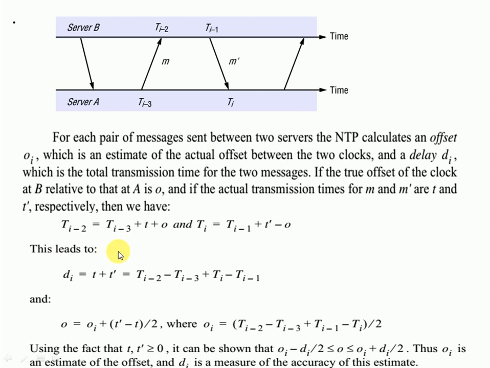This leads to the delay. Di represents t plus t'. By considering Ti-2 minus Ti-3 equal to t plus o, the above equations, when reduced, will give you Di and o.